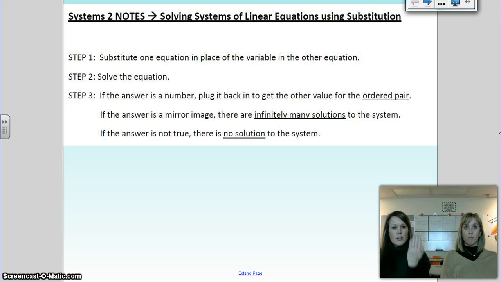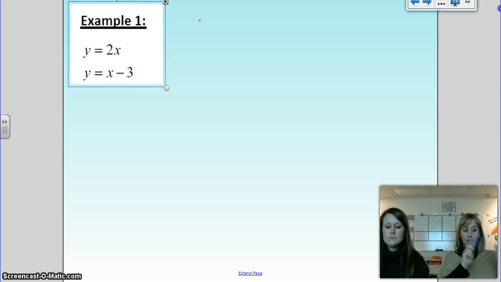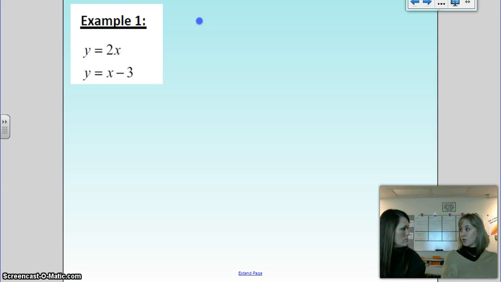If you get a mirror image, if it says 1 equals 1, x equals x, 2 equals 2, that means it is infinitely many. Remember back when we graphed, that was the same line. So that makes sense, because that applies to both. And if your answer is not true, meaning I get -1 equals 5, well, that's not true. So that's a no solution, where those lines would never cross. Just like when we did graphing, your answer will be an ordered pair, or infinitely many solutions, or no solution. So there's 3 options, just like there was with graphing.